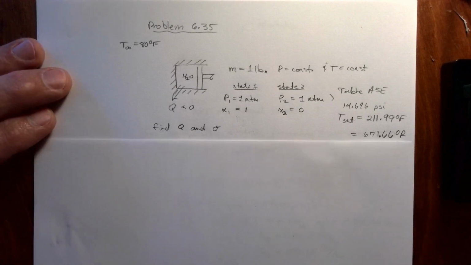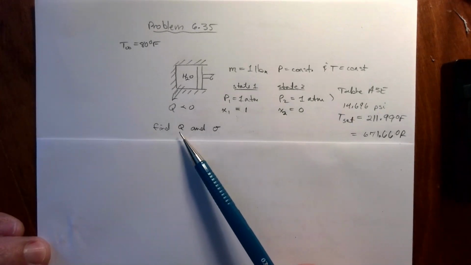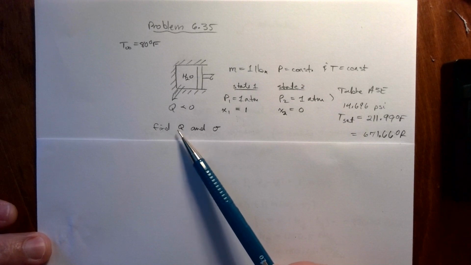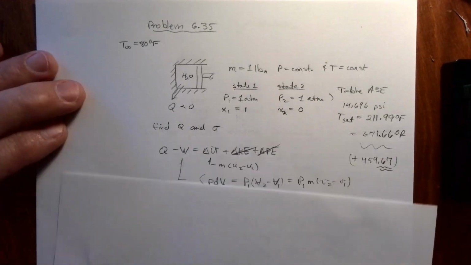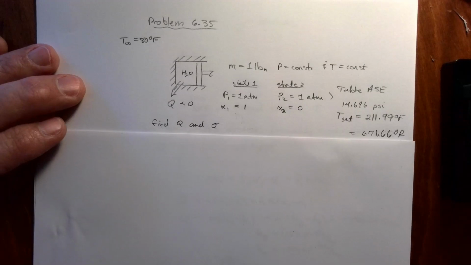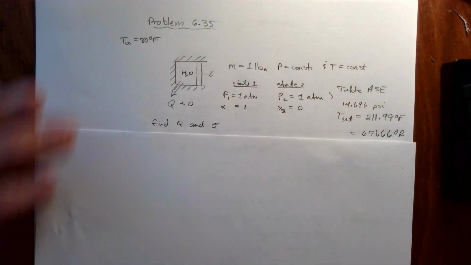Let's go back. This question is asking for Q, the heat transfer out of the system to make this happen, and then the entropy produced. So we need to come up with sigma for the system. I'm going to go ahead and write from here, and then we can check the answers.